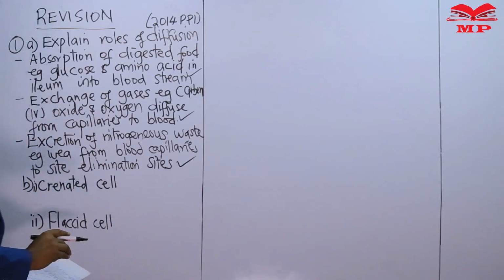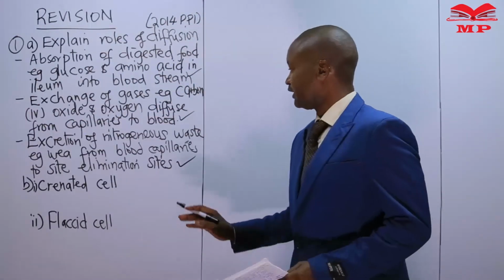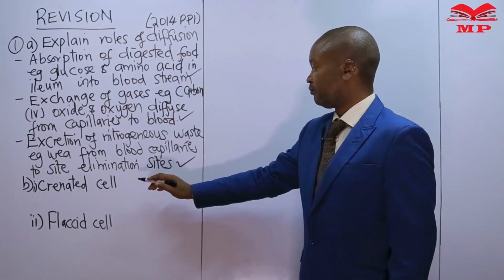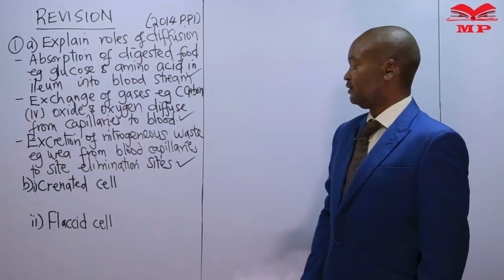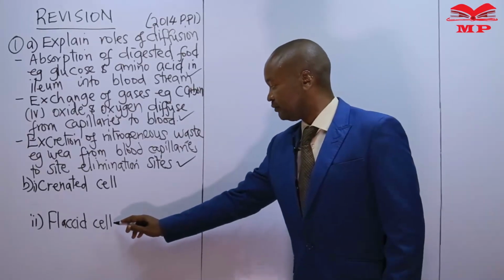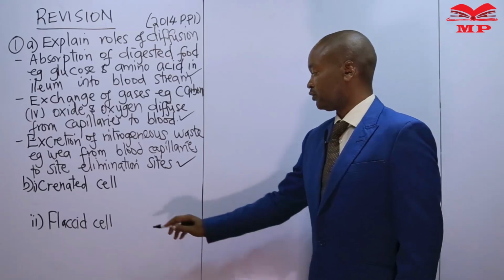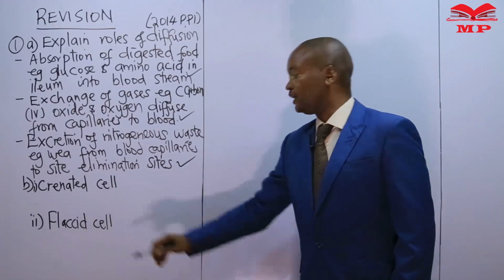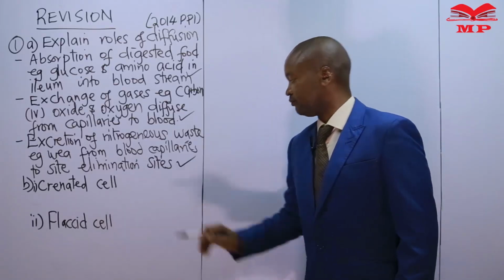Here it should be noted that a crenated cell is one that shrinks when placed in a hypertonic solution, and this occurs in an animal cell. While a flaccid cell is one which is not turgid, and this occurs when it is placed in a hypertonic solution. So all of these are placed in hypertonic solutions, but this one should be an animal cell, and this one should be a plant cell.